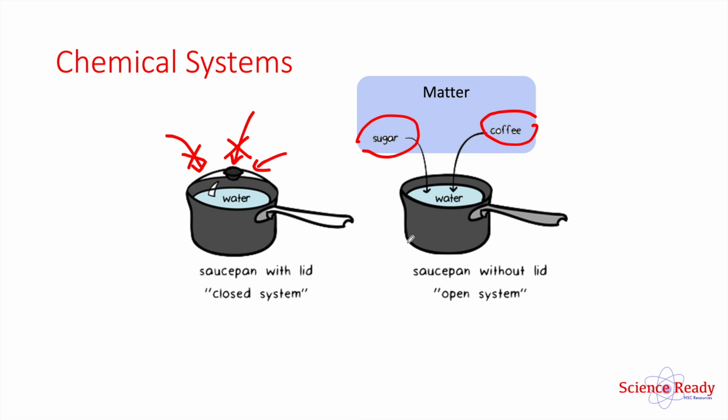What about energy? In both systems, energy is free to go into the system and move out of it. So really, the only difference between the two systems is that in a closed system, matter is contained in the system and is not allowed to come out of it.